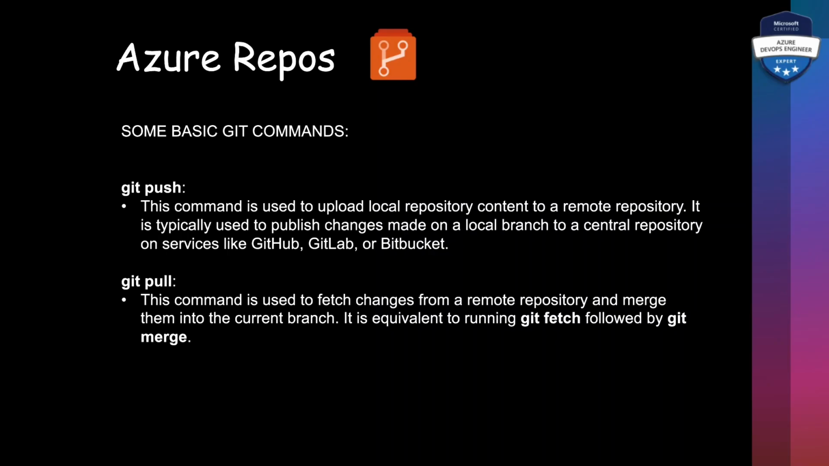Now the second one is git pull. This command is used to fetch changes from a remote repository and merge them into the current branch. It is equivalent to running git fetch followed by git merge. We don't need to go into git fetch and git merge as of now. Just try to understand it like this: the git pull command is used to copy the updated content of your remote repo to your local machine. I hope you understood. Now we will see some practical and then we will get a clear understanding of this.